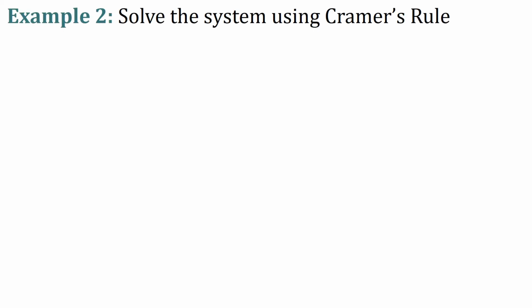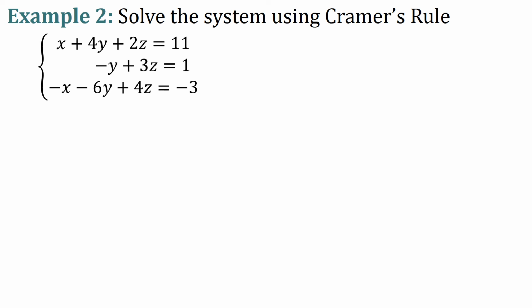Example 2. We're going to continue using Cramer's rule to solve the system of equations x plus 4y plus 2z equals 11, negative y plus 3z equals 1, and negative x minus 6y plus 4z equals negative 3.